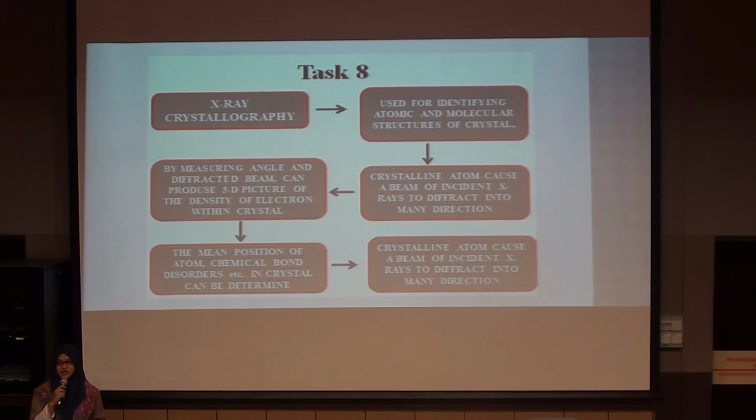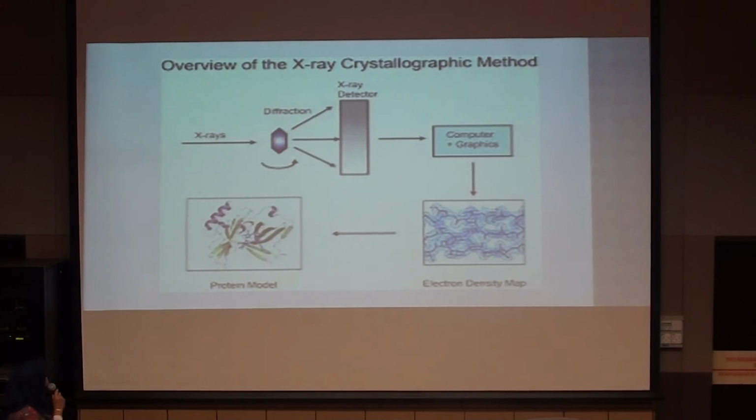the protein to denature. Okay, so this is the pathway of the X-ray crystallography process, and maybe it's not too clear for you guys. So this is a simple overview of the X-ray crystallographic method. Okay, we put the protein and they will diffract it. Then computer graphics will obtain the 3D structure, and then we'll get the protein model.